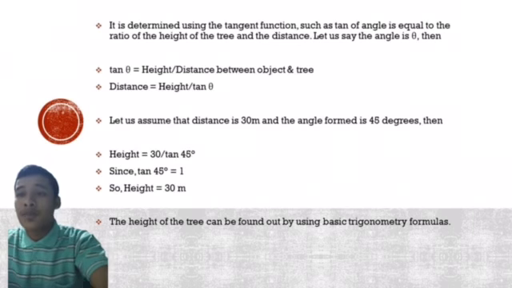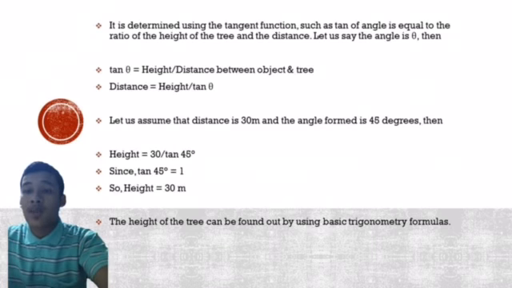Let us assume that the distance is 30 m and the angle formed is 45 degrees. Then height equals 30 per tan 45, since tan 45 is 1. So height equals 30 m. The height of the tree can be found out by using the basic trigonometry formula.